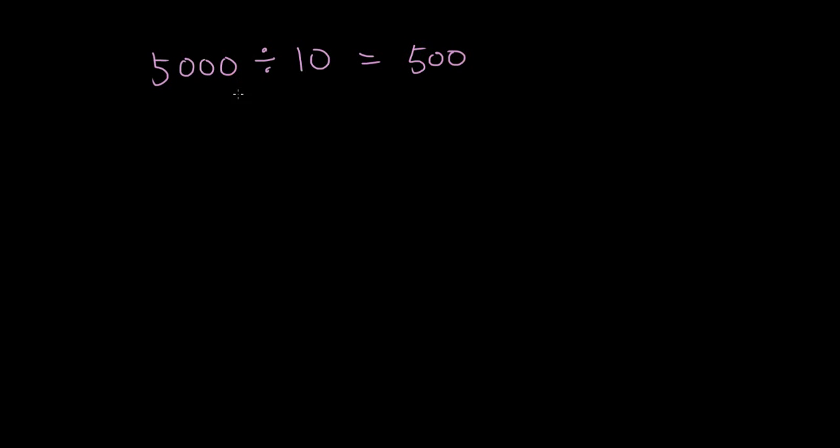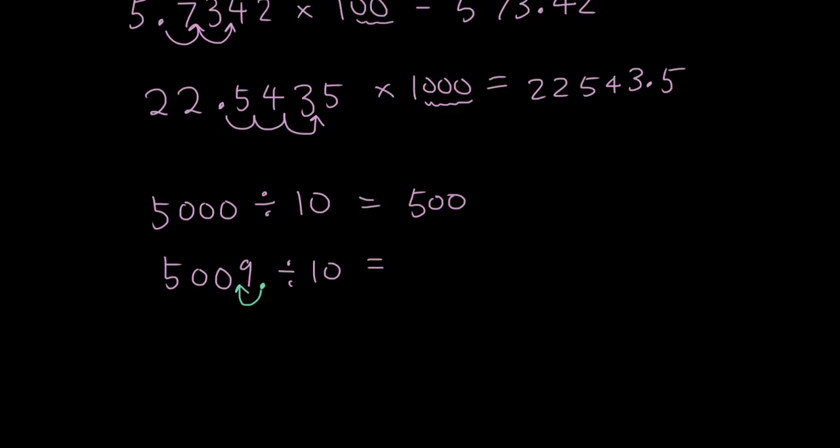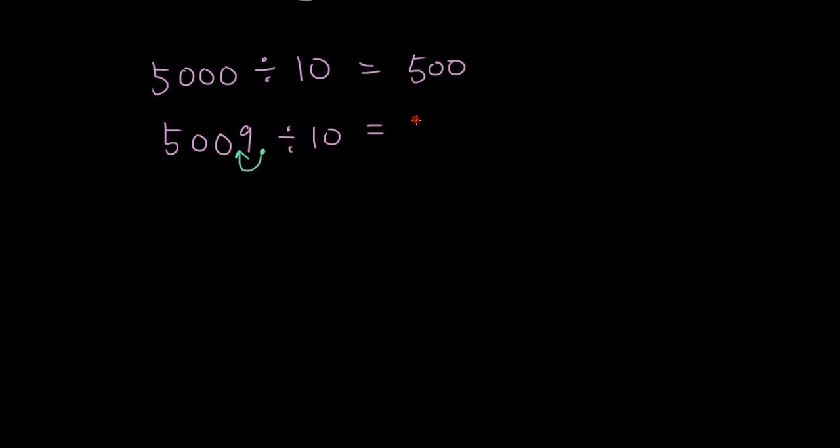Okay, now what if it's not a 0? What if it's 5,009 divided by 10? Then what you do, because you're dividing and the decimal point is here, instead of getting rid of the 9, is move the decimal point to the left. If you guys remember, when we're multiplying, we move the decimal point to the right. If you're dividing, you move the decimal point to the left, so it'll be 500.9.